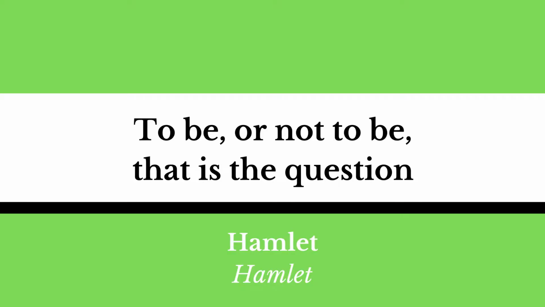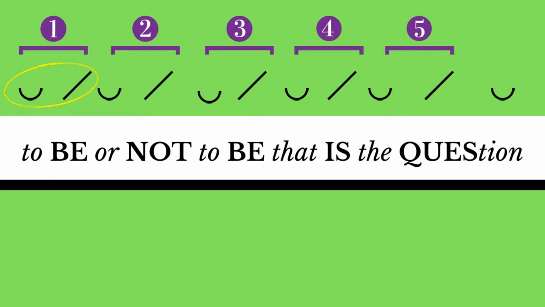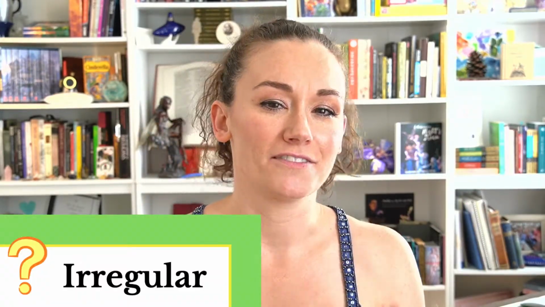Let's see another one. Hamlet from Hamlet. To be or not to be, that is the question. Slow it down slightly for emphasis. To be or not to be, that is the question. 5 feet, check. Pattern of unstressed, stressed syllables, check. 10 syllables total, but this line of poetry has 11 syllables. And because it doesn't check all of our meter boxes, this is considered an irregular line of iambic pentameter.